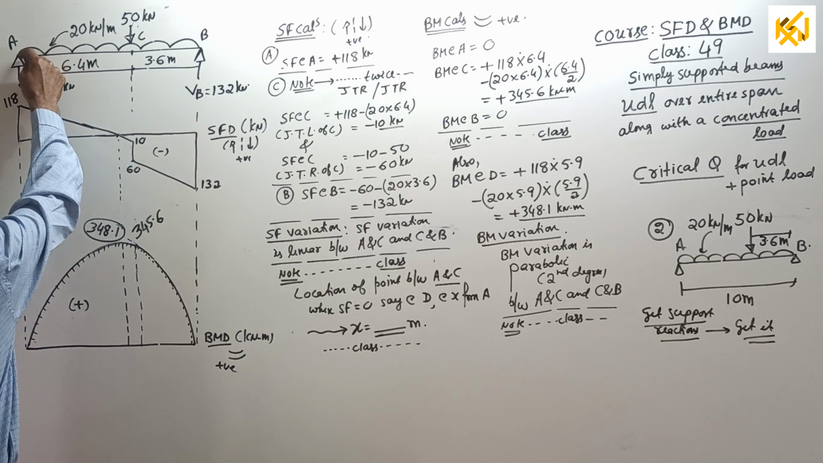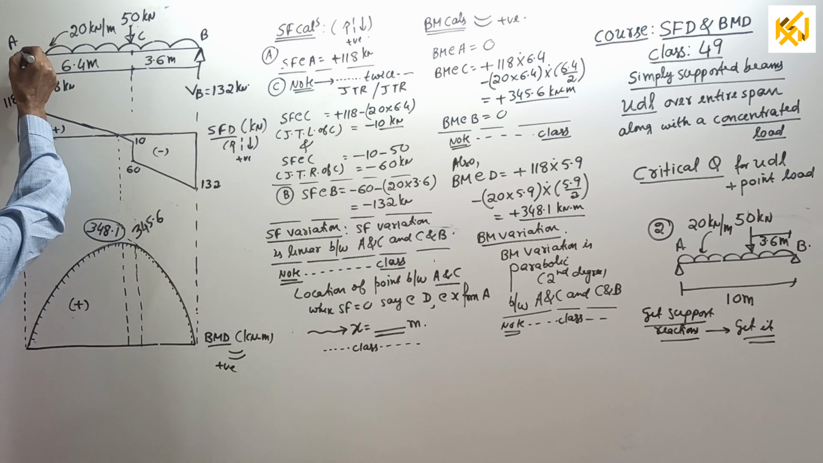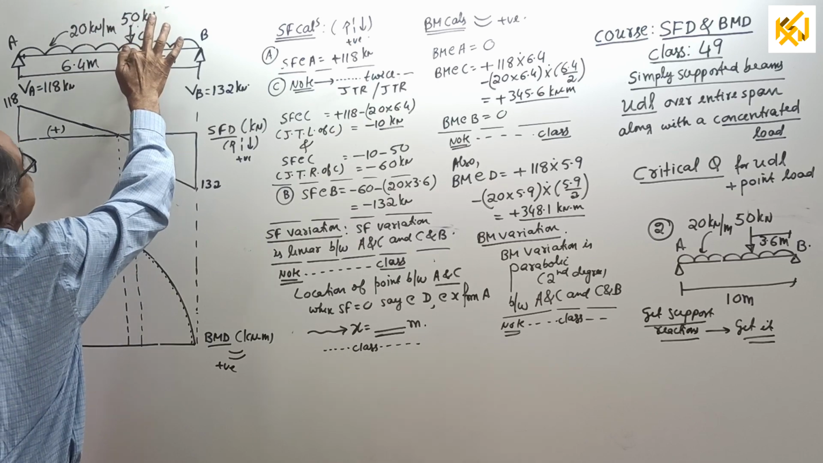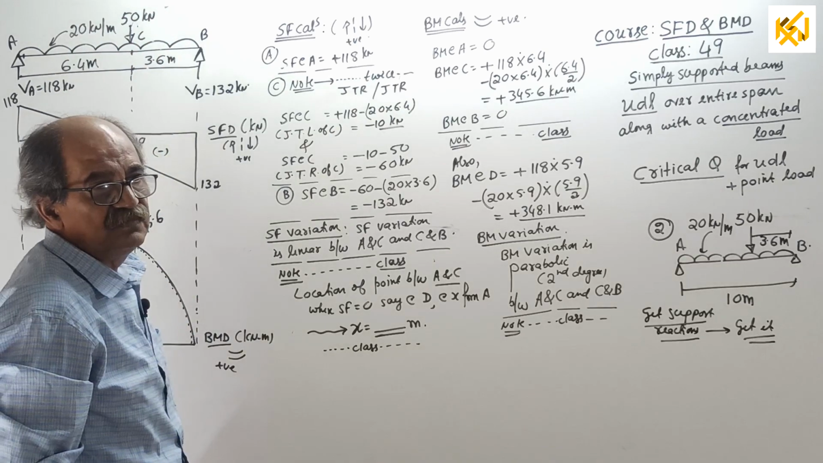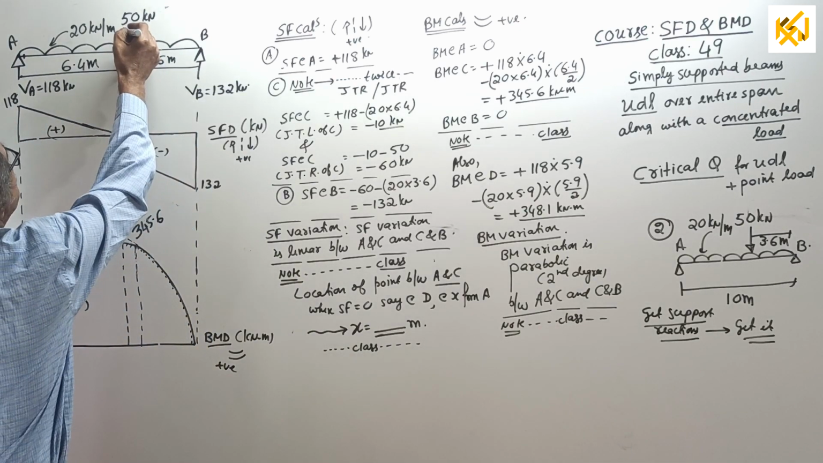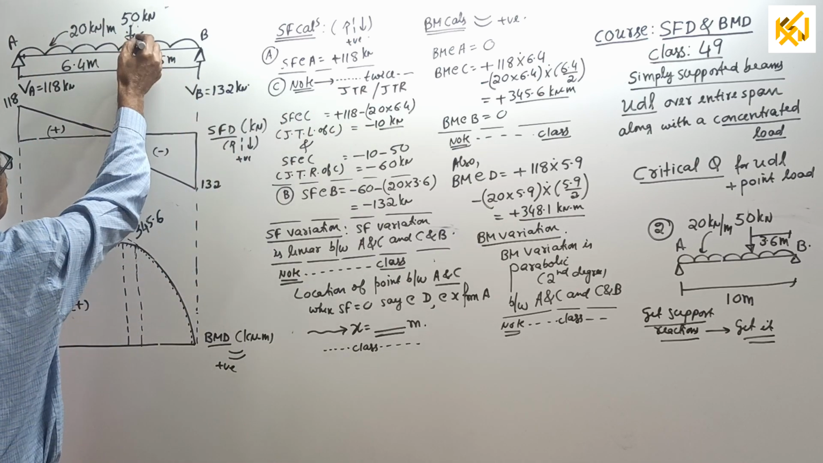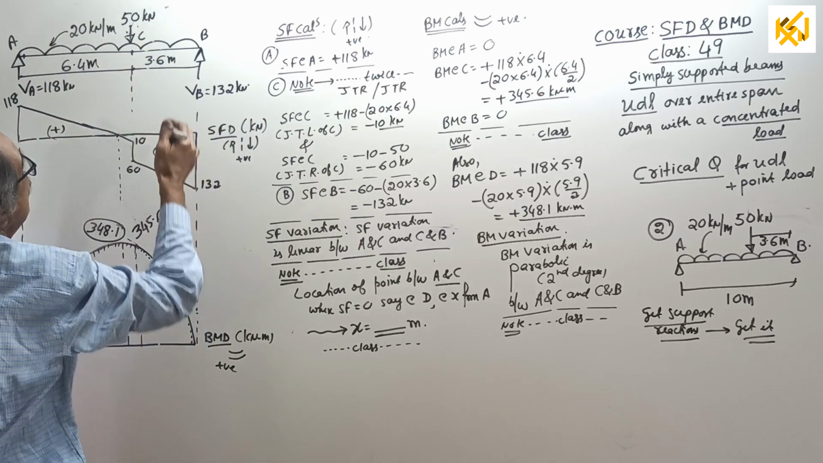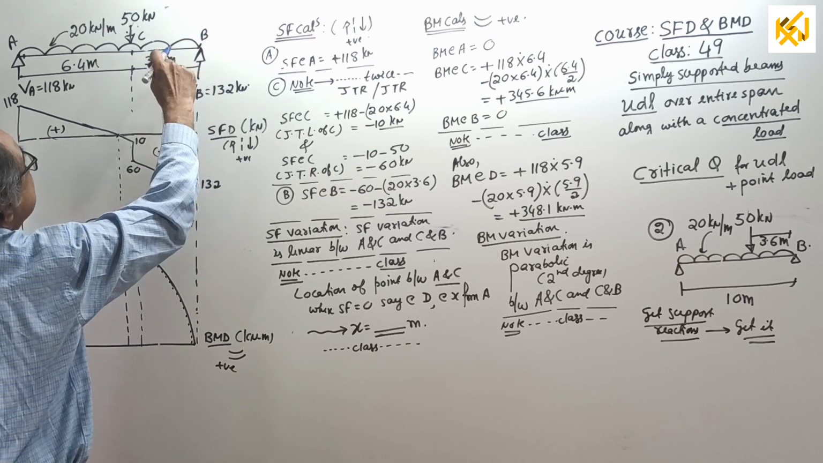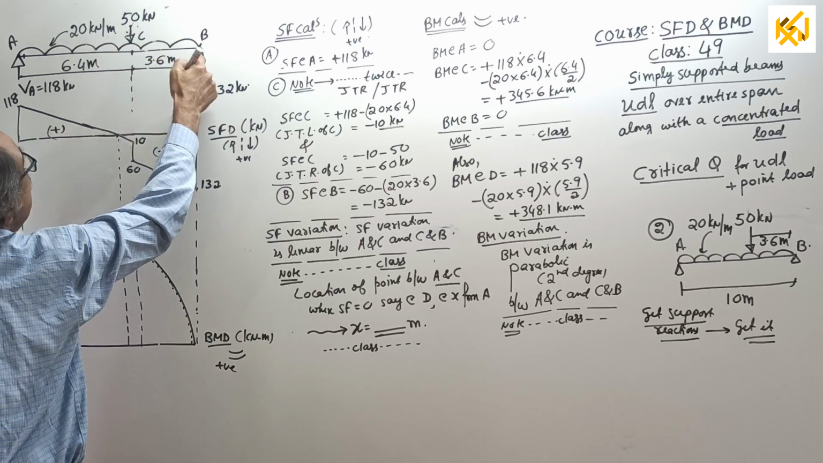Shear force just to the right of A: if you come to A, slightly inside, it is plus 118. Shear force at C, just to the left: plus 118 minus 20 into 6.4. Just to the right of C, the same value minus 50. At B, just inside, whatever value you got just to the right of C, minus 20 into 3.6.